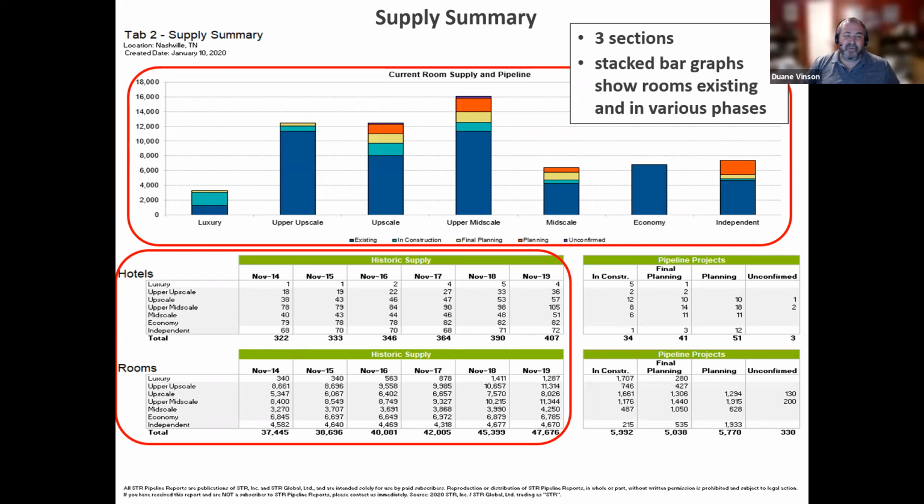Have we seen a significant increase in one or the other? Have we seen a decrease in supply among one of the scales within our market? We can see that right here.